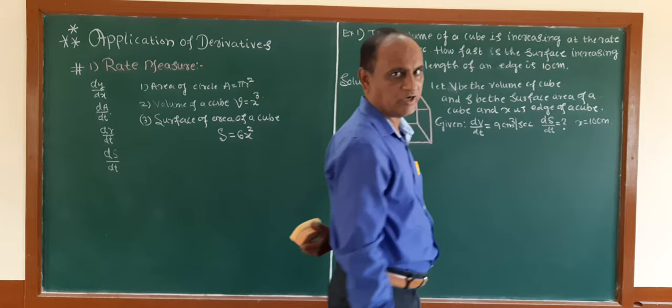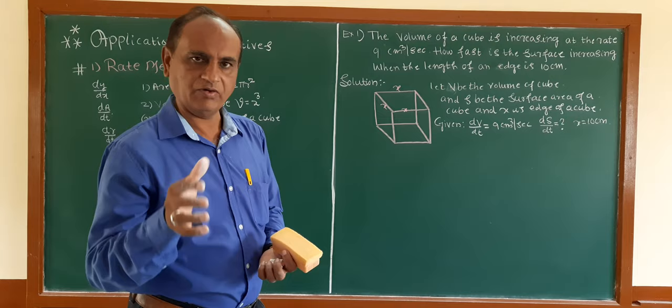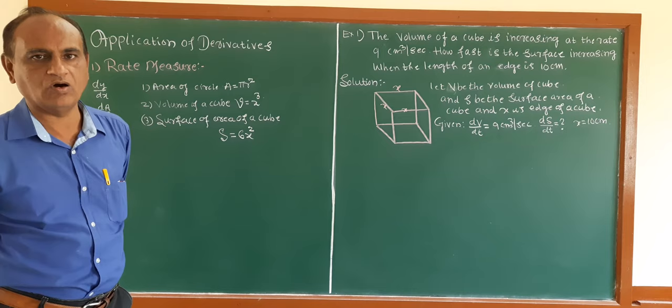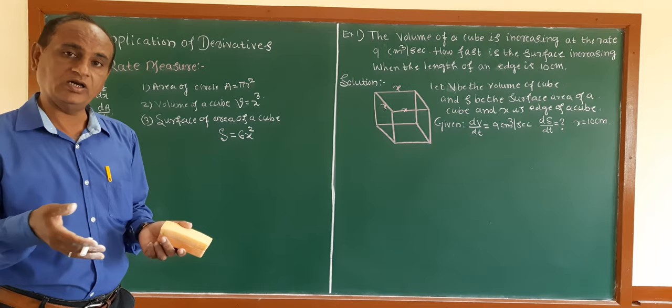Okay, if you write the given things once you read the problem, you get 1 mark. Then next, which formula is applicable: either the surface area of a cube or the volume of a cube.